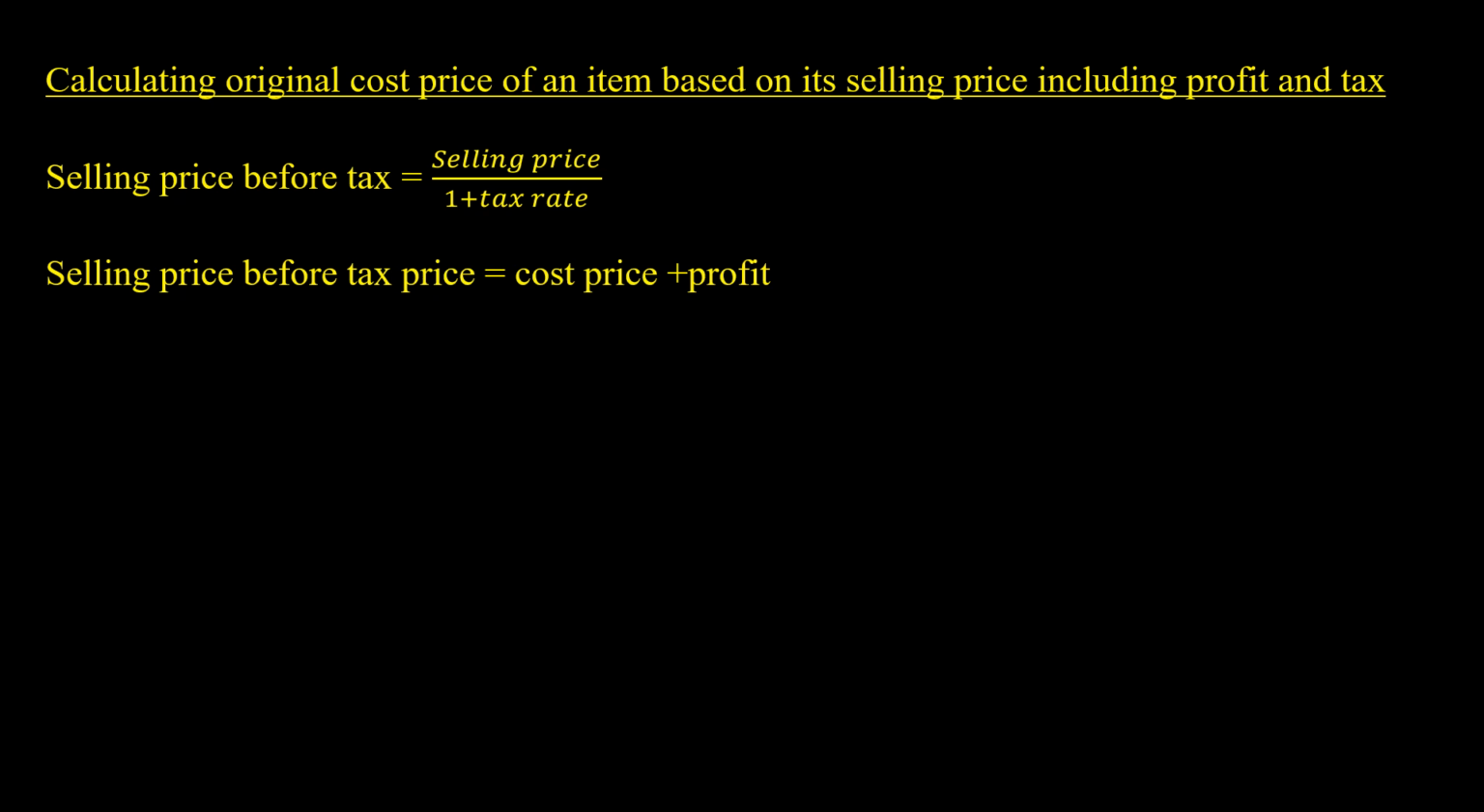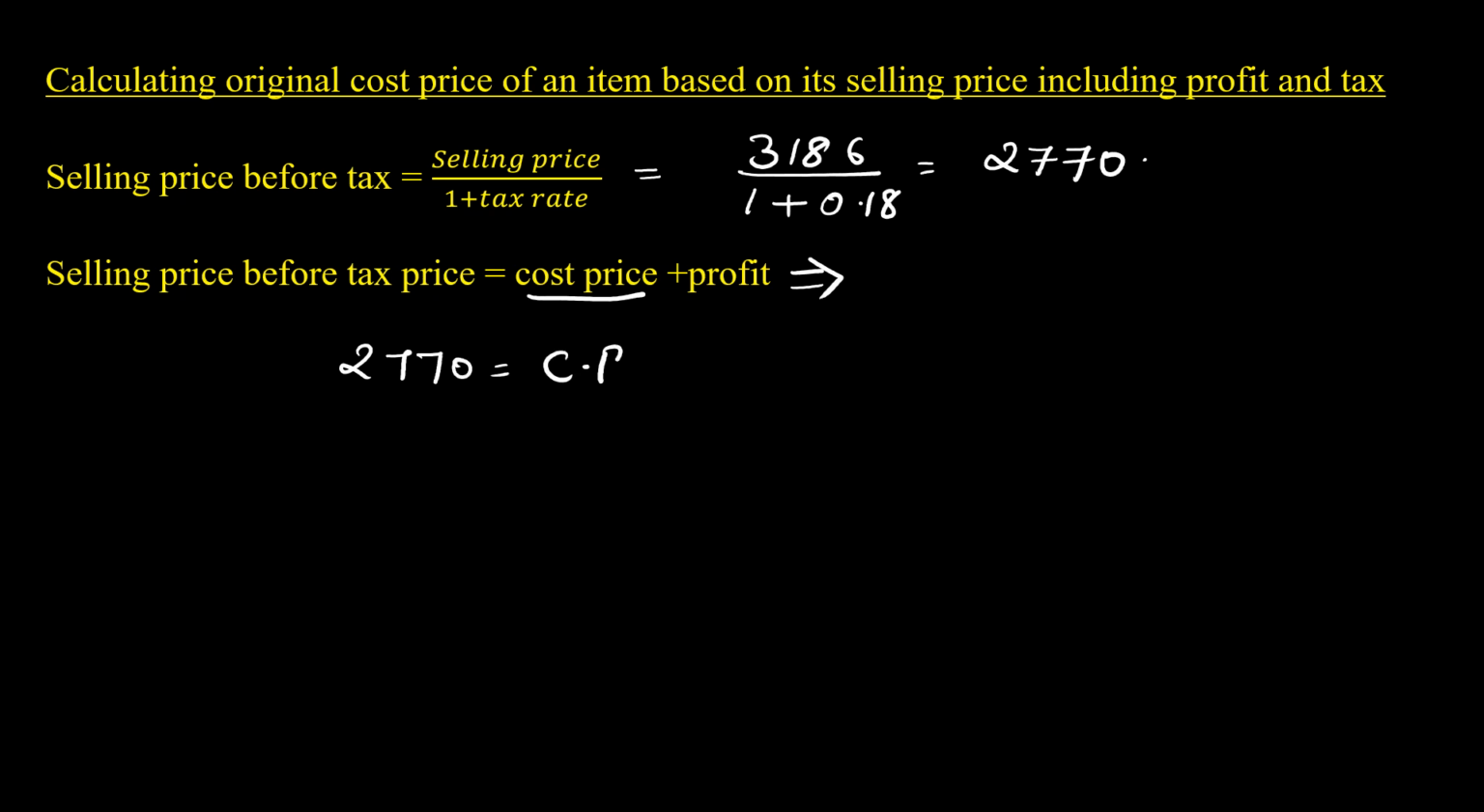Here we can substitute. Selling price before tax is 3186 divided by 1 plus the tax rate 0.18. This is equal to 2700. Now we have to find the cost price. So we substitute here: selling price before tax, that is 2700, equals cost price plus profit.